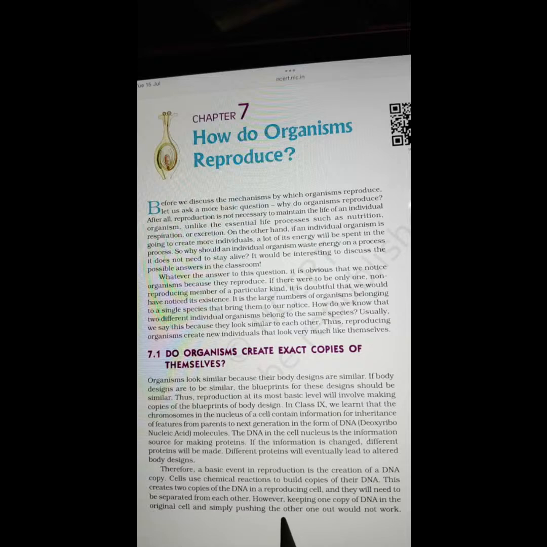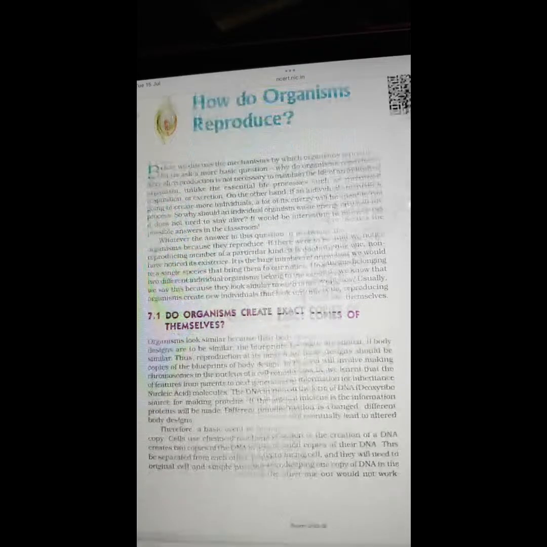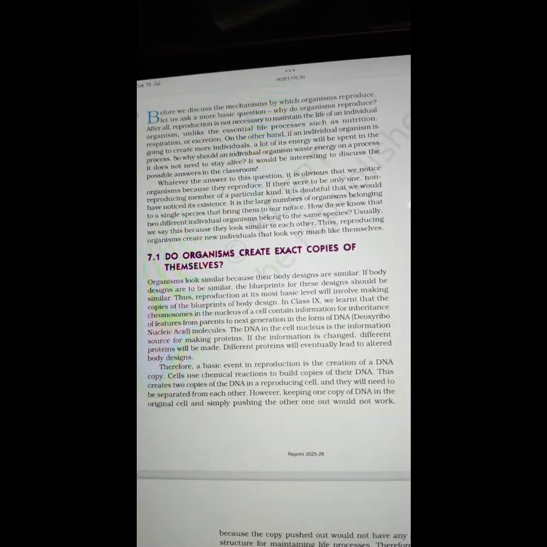other. However, keeping one copy of DNA in the original cell and simply pushing the other one out would not work.